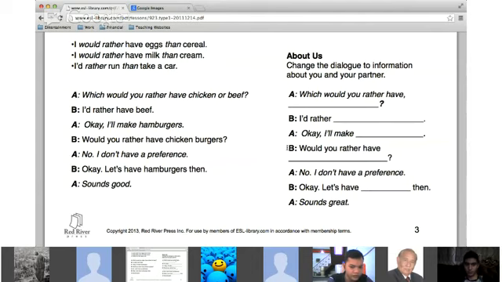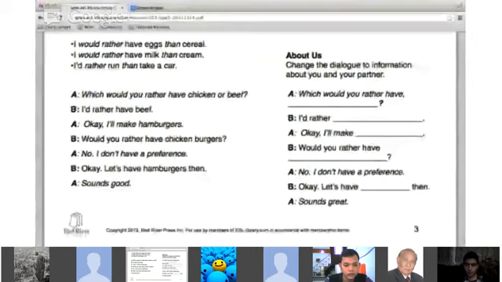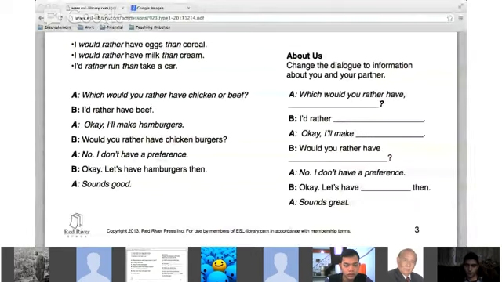That's great. Okay, you guys. Excellent. So that's how we could have a simple conversation about preferences. Great job. Thank you guys for coming.